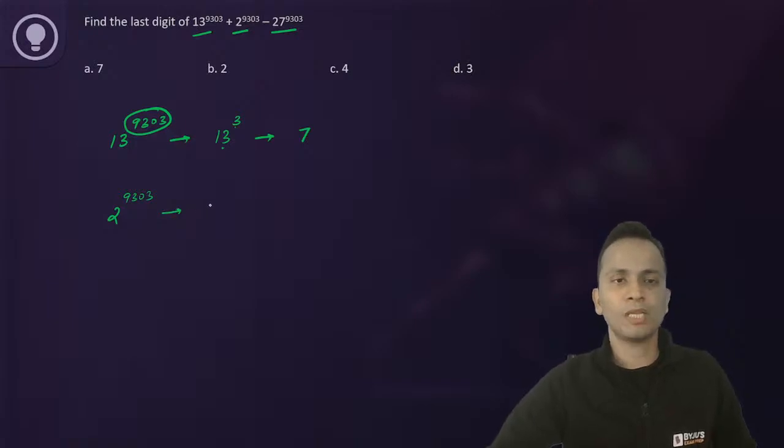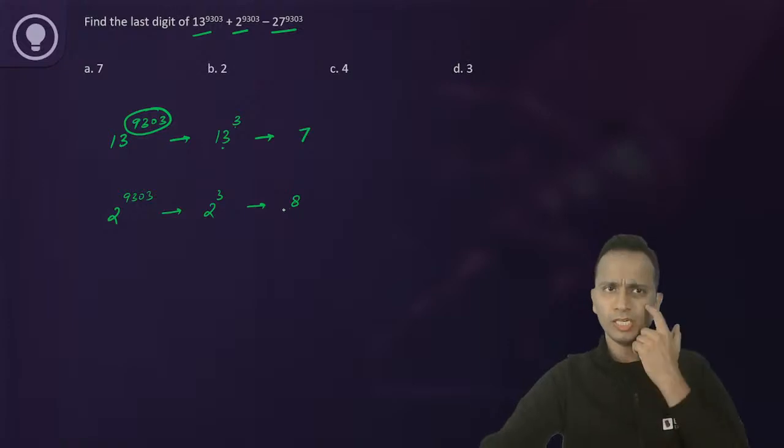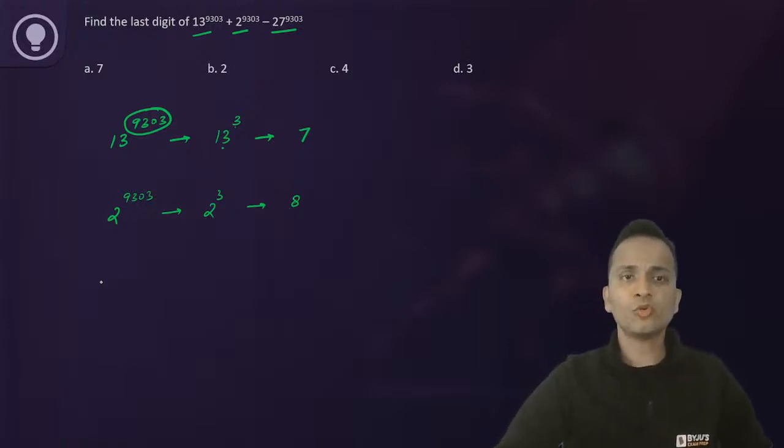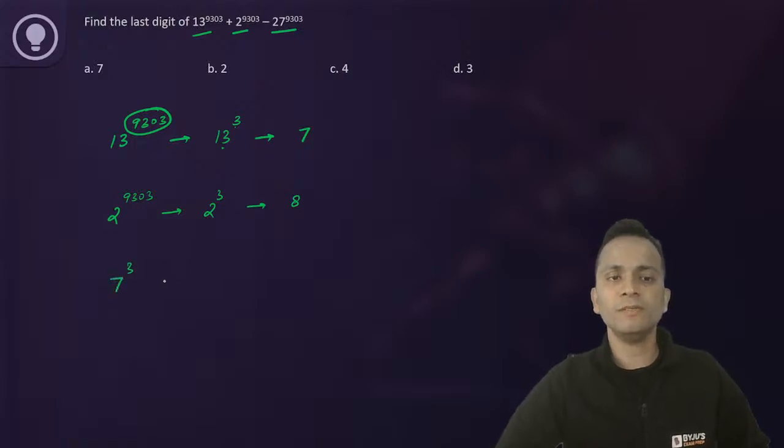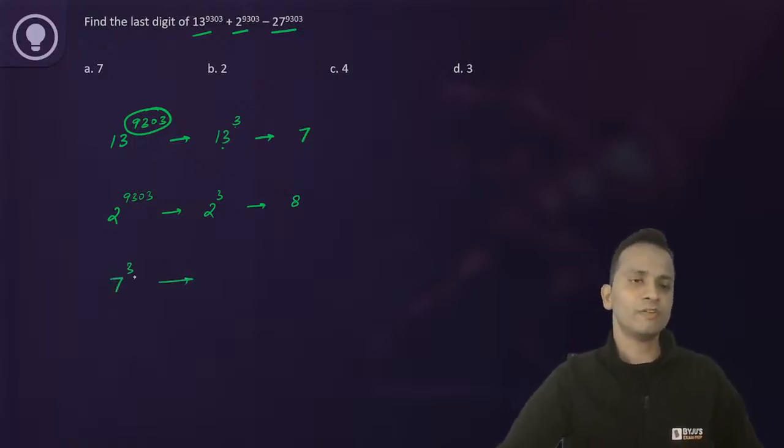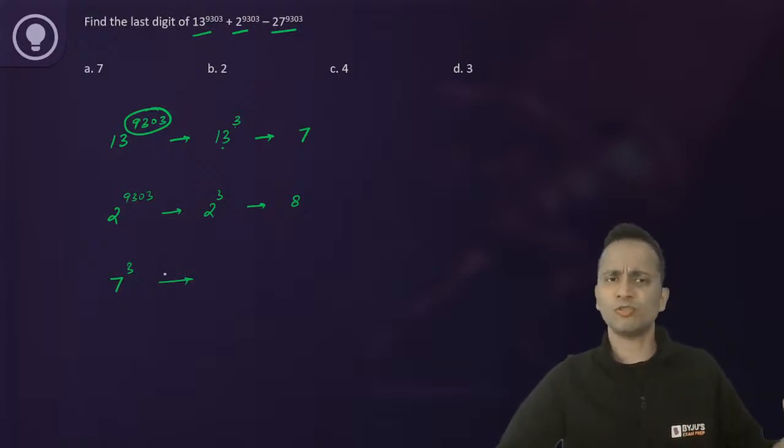In this case, it will be 2 raised to the power 3, that is 8. 8 will be the unit digit here. In the last case, 27 raised to the power 9303 will again become 7 raised to the power 3. So 7 into 7 is 49, 49 into 7 is 343. So 3 is the unit digit in this case.